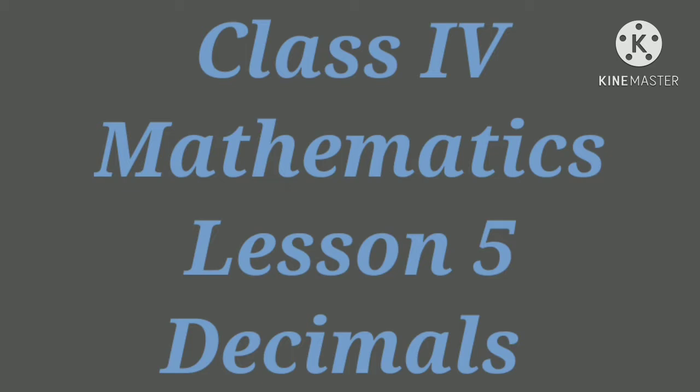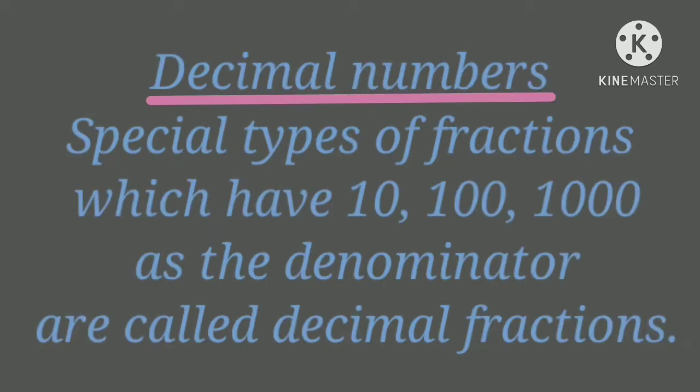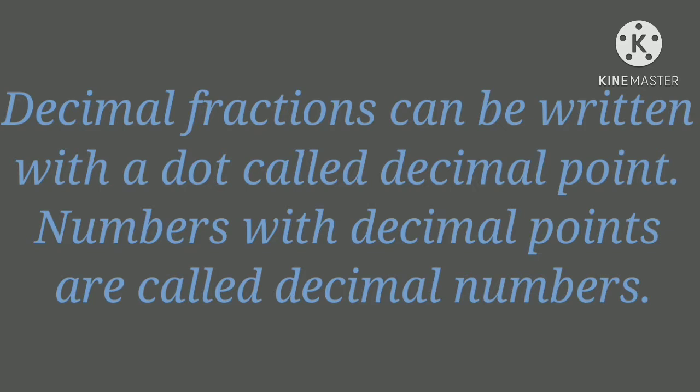Today we are going to start a new chapter, decimals. Decimal numbers: special types of fractions which have 10, 100, 1000 as the denominator are called decimal fractions. Decimal fractions can be written with a dot called decimal point. Numbers with decimal points are called decimal numbers.